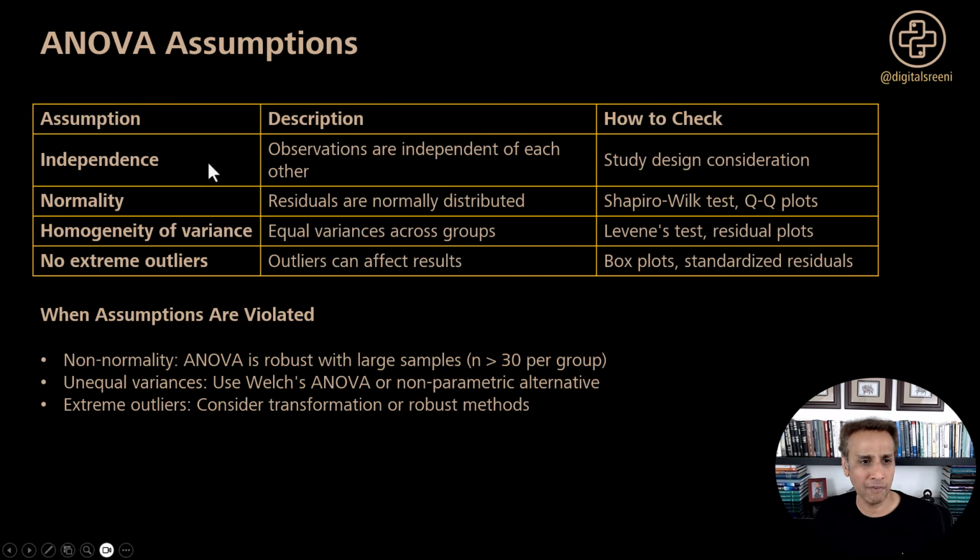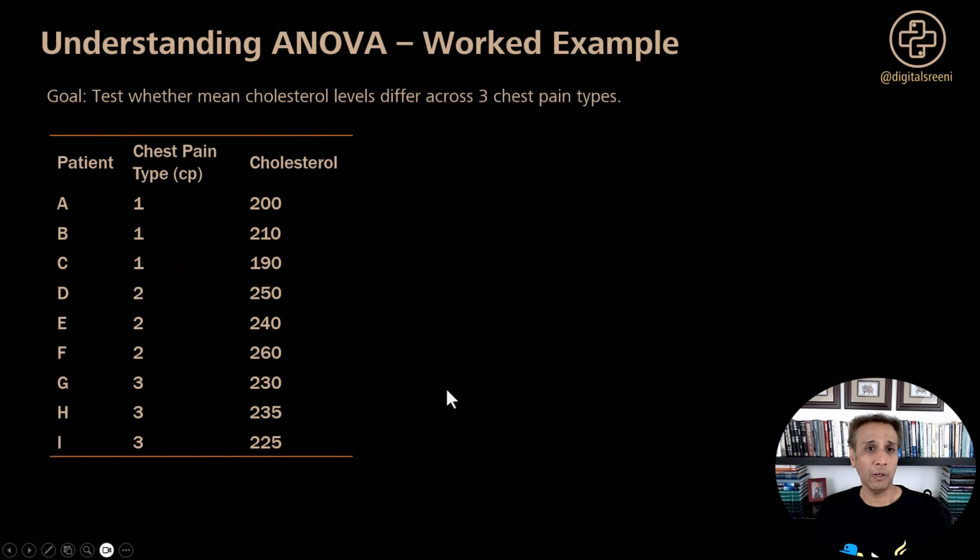And when these assumptions are violated, for example non-normality, ANOVA is fairly robust if you have large samples. What do we mean by large? Greater than 30 per group, which means at least 90 in your three-group system. For unequal variances, use Welch's ANOVA, which is an alternative to the standard ANOVA. And for extreme outliers, consider transforming your data and then working on that. Okay, now let's go ahead and do a worked example.